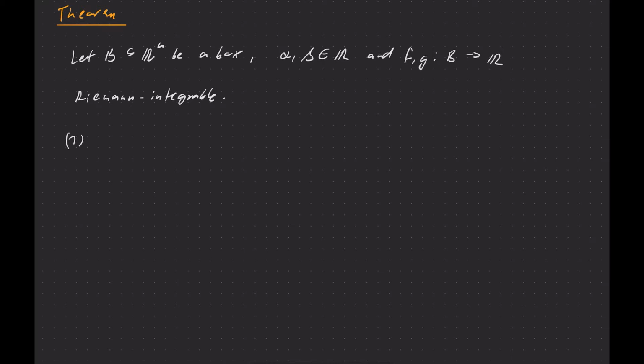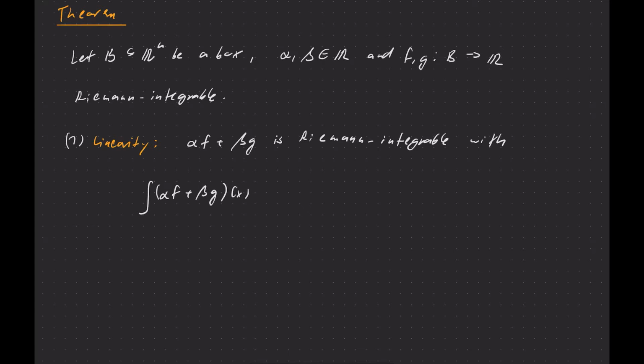First, the Riemann integral is linear, so that's linearity. That means the function alpha f plus beta g is Riemann integrable with the integral of that function alpha f plus beta g of x dx over the box B being the same as alpha times the integral of f of x dx over the box B plus beta times the integral of g of x dx over the box B. So that's linearity.